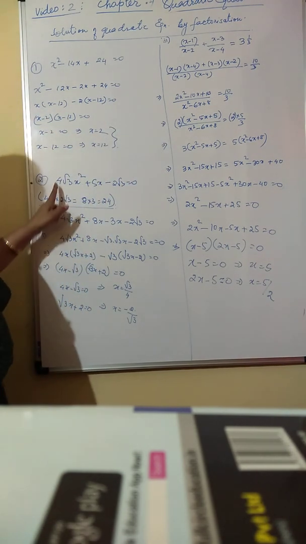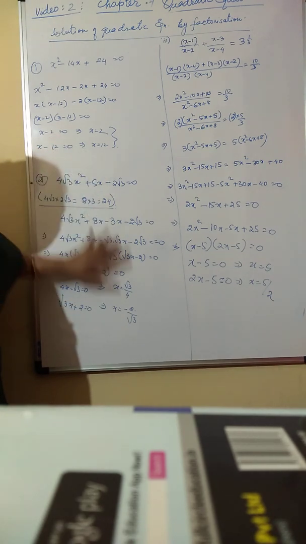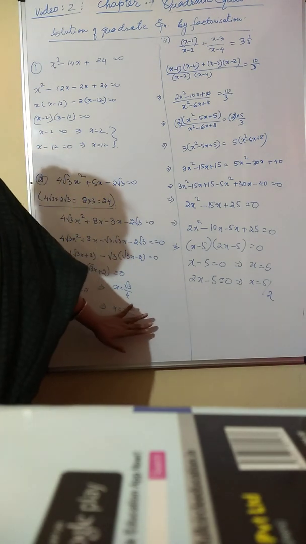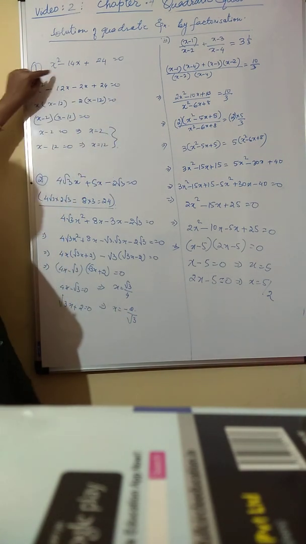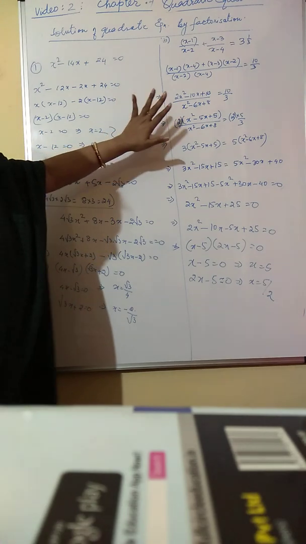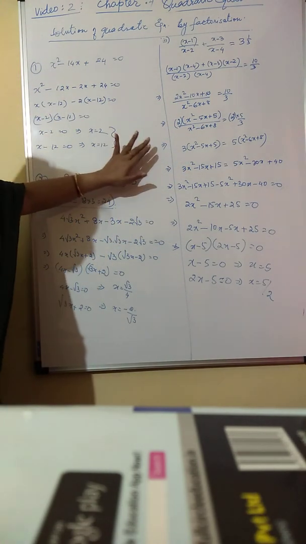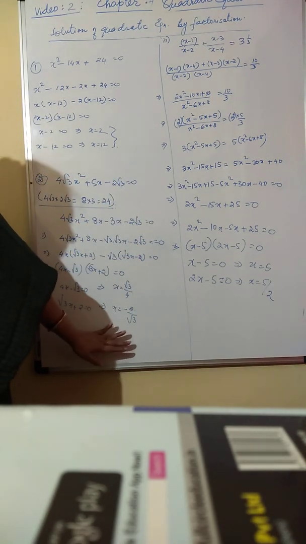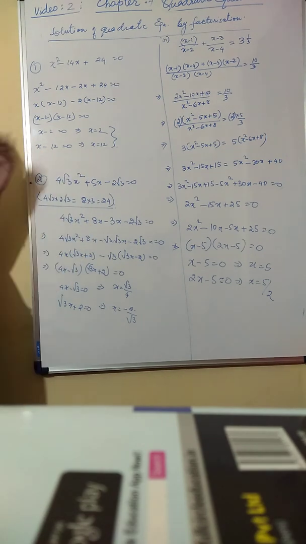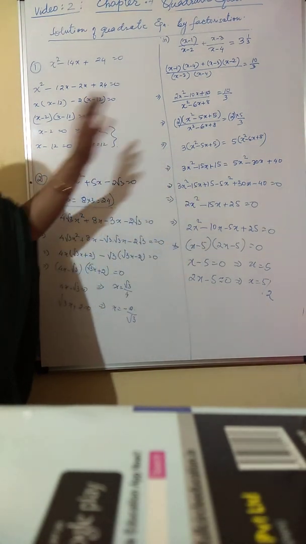If the coefficient of x square is not 1, then you may get rational or real roots. So when the coefficient is 1, always integral roots: positive and negative integers as your roots. When it is not 1, you get rational roots or real roots. Now let us solve it, simplify it. Let us take up the examples and see.